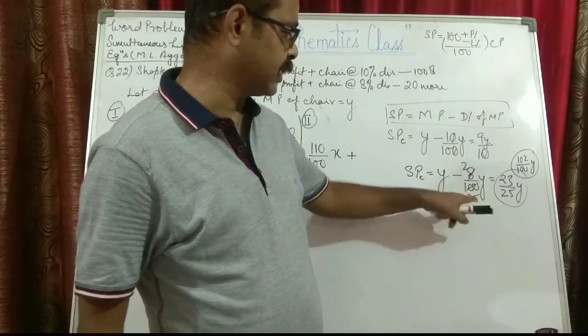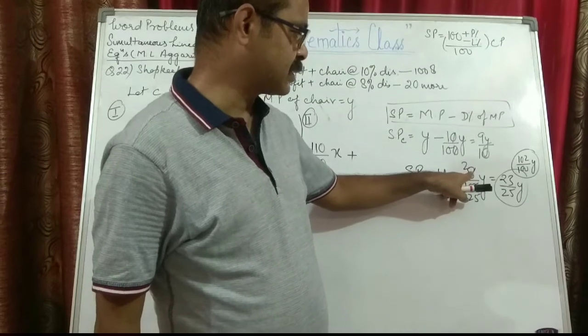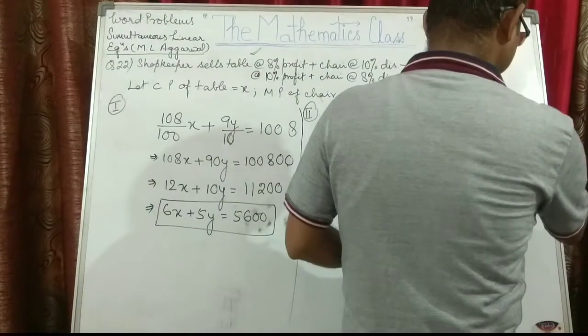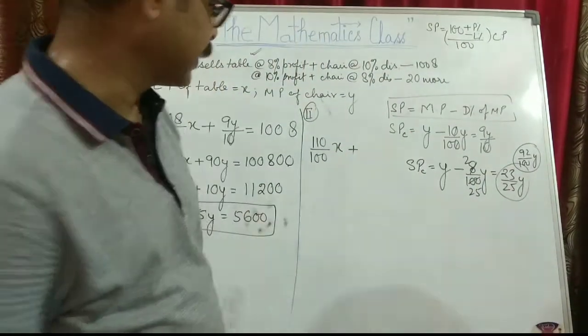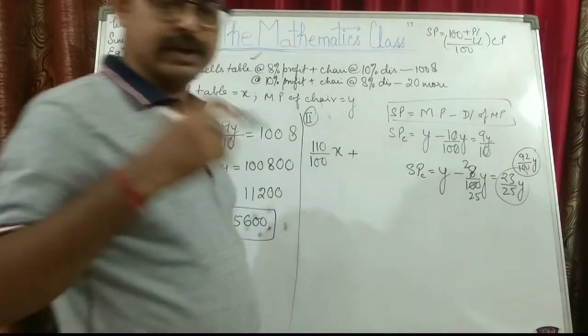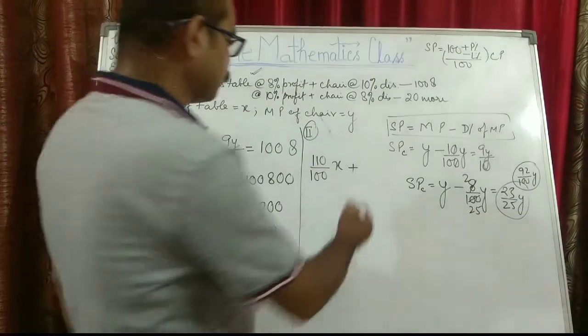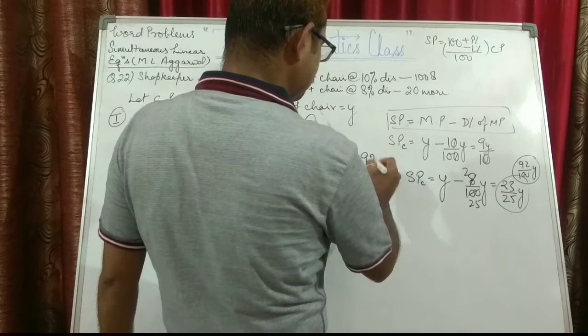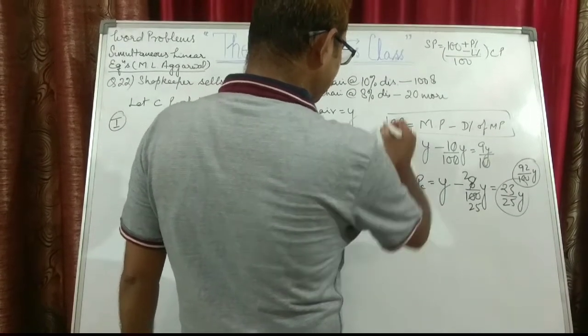You don't solve it out, you just take LCM as 100. So 100Y minus 8Y is 92Y upon 100. So for ease of calculation, I am taking it as 92 upon 100 into Y. And then what do they say?